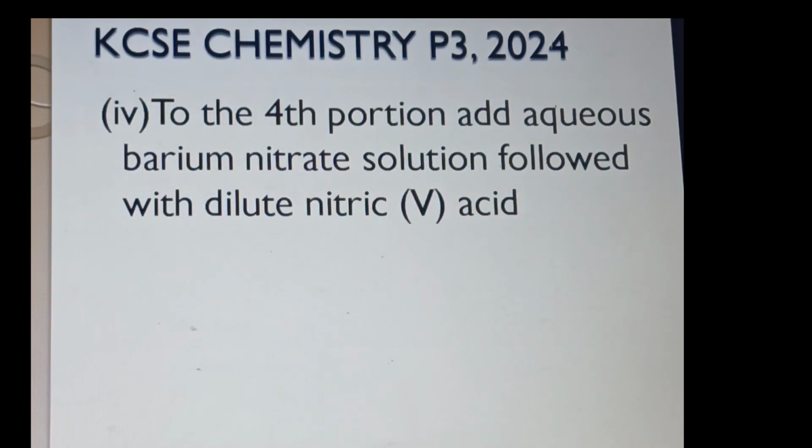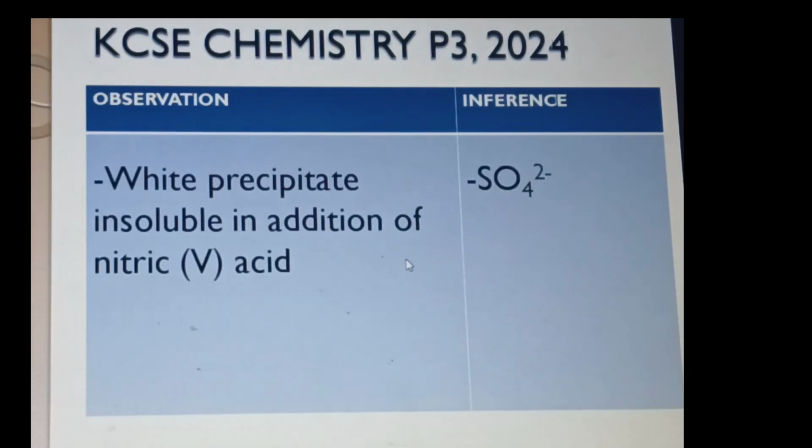Roman 4, to the fourth portion, add aqueous barium nitrate solution followed by dilute nitric acid, and a white precipitate forms, insoluble in addition of nitric acid. So you infer sulfate ions because barium sulfate is insoluble, and even in addition of the acid it will never dissolve.